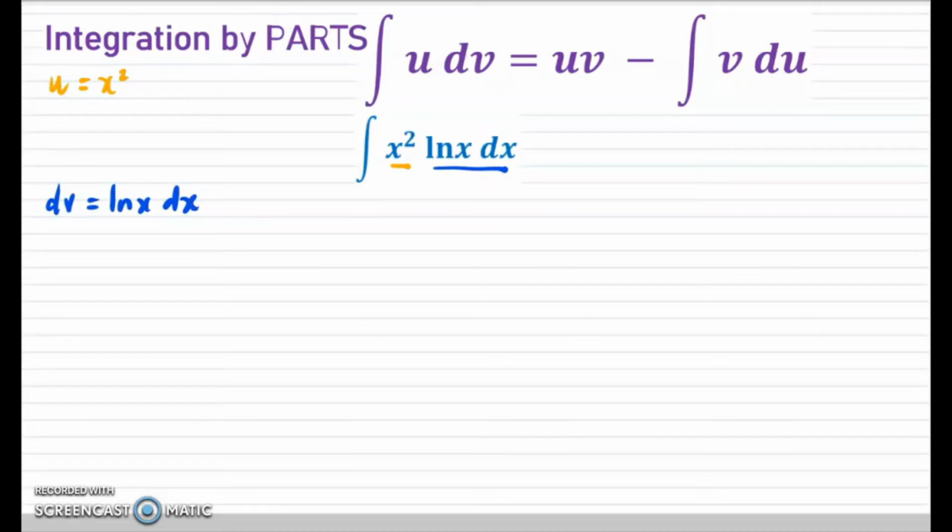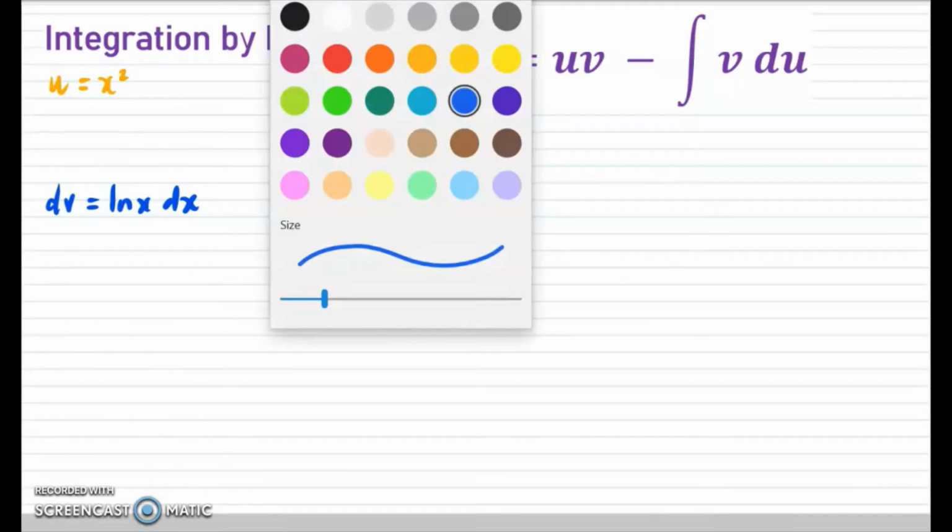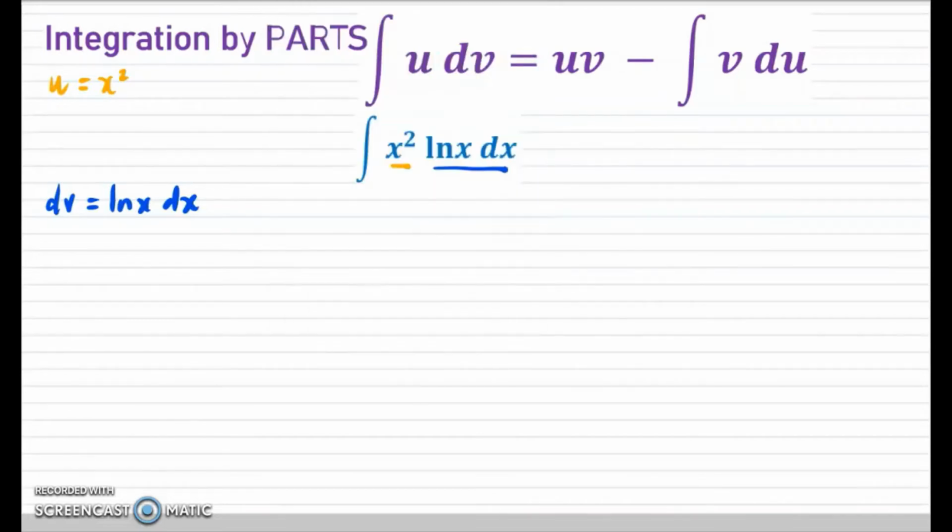So to find our du, let's get the derivative of u, which is x squared. So we have du is equal to the derivative of x squared, which is 2x, and we can already write the dx here instead of doing du over dx equals 2x and then multiplying both sides by dx like that. We can go directly to writing du equals and then just put the dx at the end part.